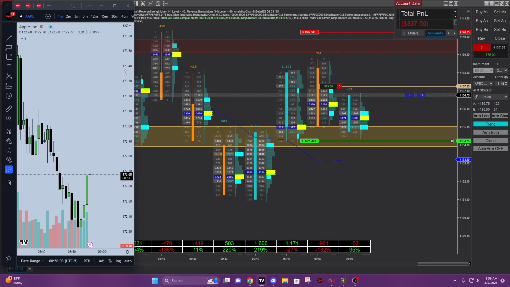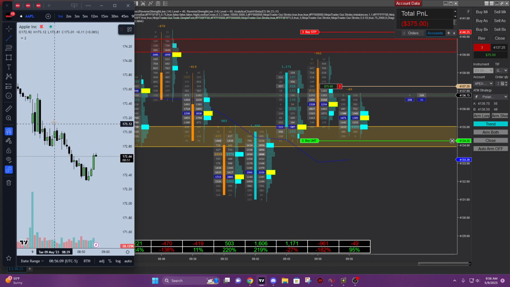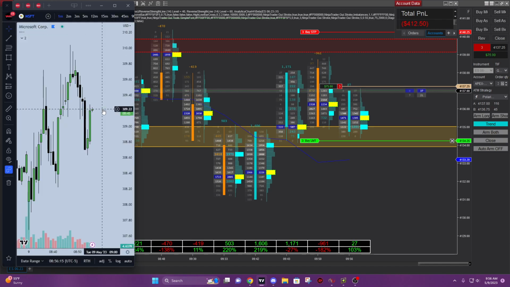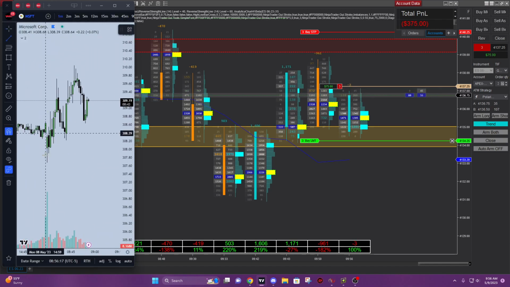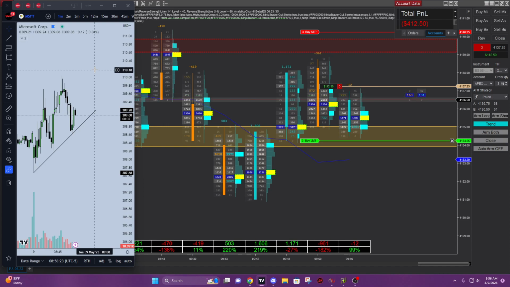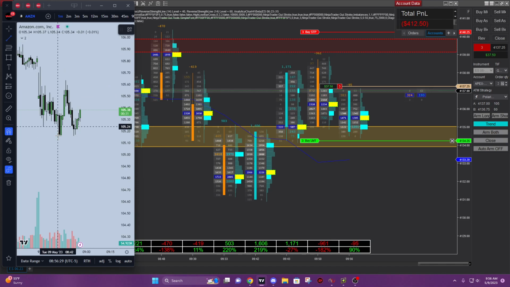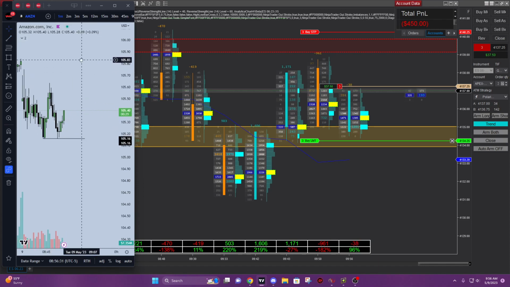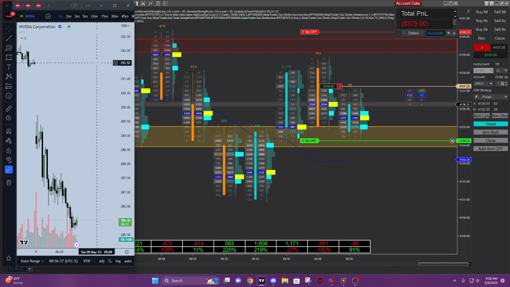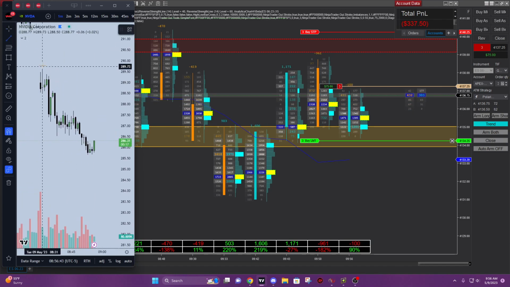Take a look at the equities. Apple's weak. Look at it. Microsoft's kind of strong. Amazon, kind of neutral right now. Nvidia's pretty weak.